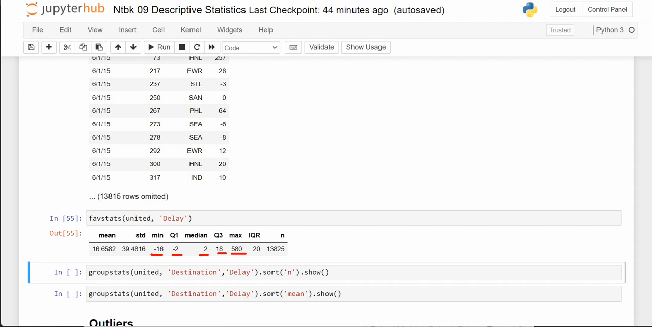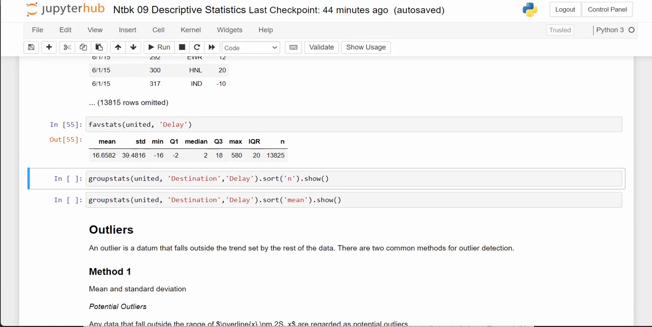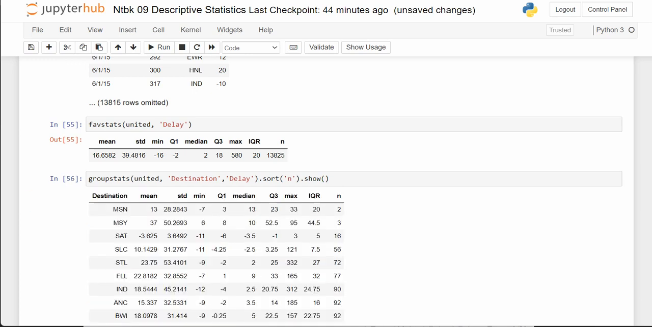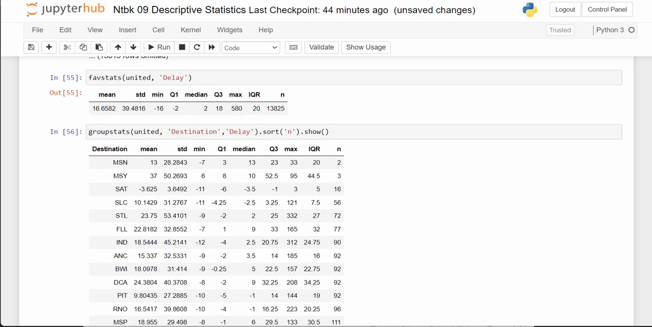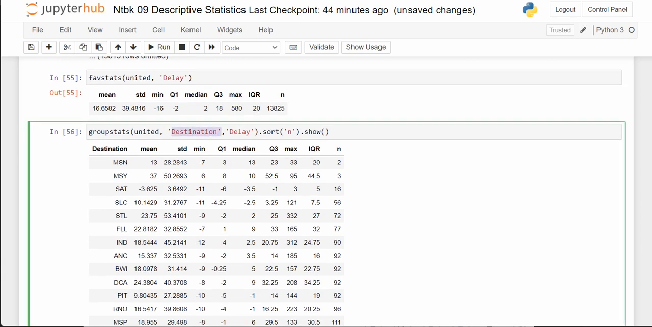Wouldn't 600 minutes be 10 hours? Okay, wow. But look at this. We can group them by, well, let's show it. So here we're doing group stats with destination as the grouping variable and delay as the numeric variable. So the group is destination.